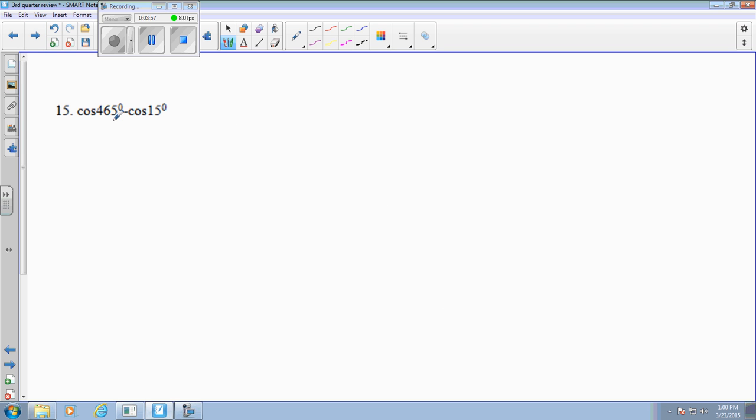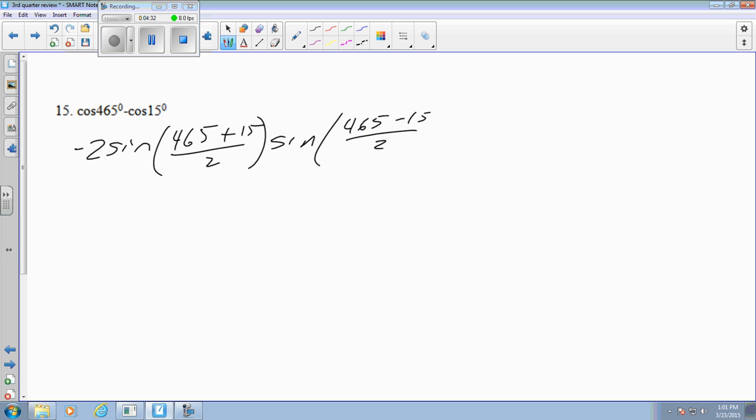Let's move on to number 15, which is on page 4. And it looks like I'm going to use the sum to product rule. And if I look at that, there's one with a minus in there, and I'm going to substitute into that one. It says negative 2 times the sine of 465 plus 15 divided by 2 times the sine of 465 minus 15 all divided by 2.